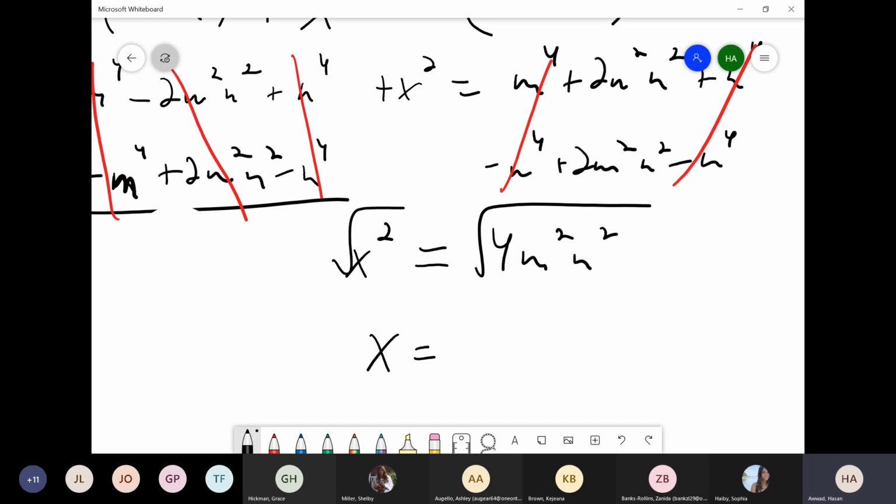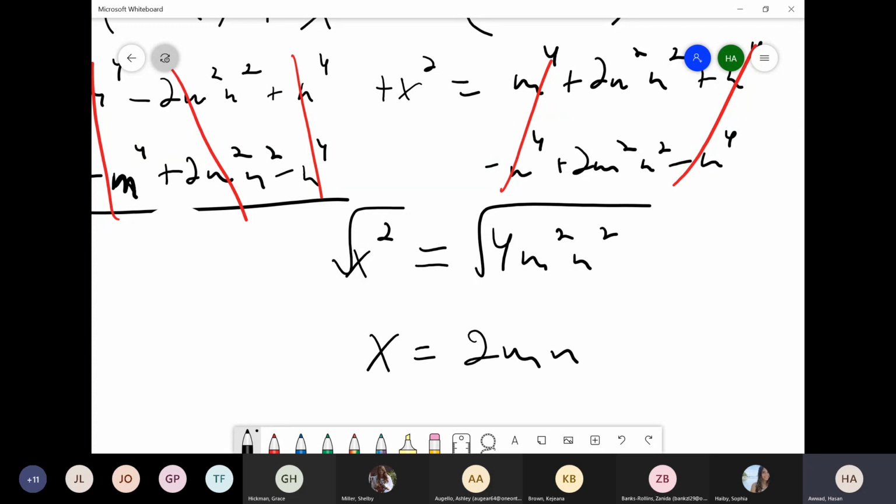If you can't take the square root of it, just keep it underneath the square root, and that's it. There's nothing else that you can do. In this case, though, everything should simplify, right? What's the square root of 4? Should just give us 2. Square root of m squared is just m, and square root of n squared is just n.